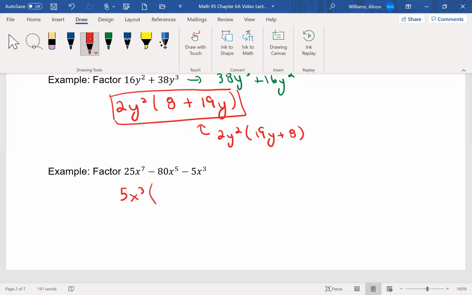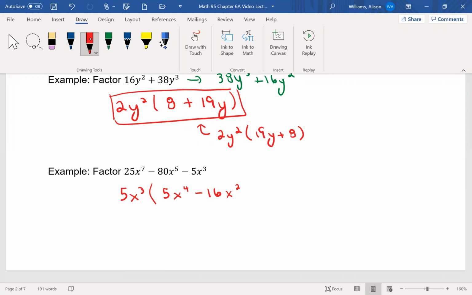So 25 divided by 5 is 5. X to the 7th divided by x cubed is x to the 4th, subtracting those exponents. Let's see, 80 divided by 5. Oh, that's funny, I actually don't know. Let's see. 80 divided by 5 is 16. And that'll be x to the second when I'm subtracting the x cubed from the x to the fifth.